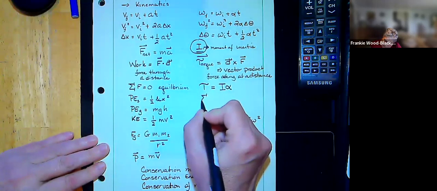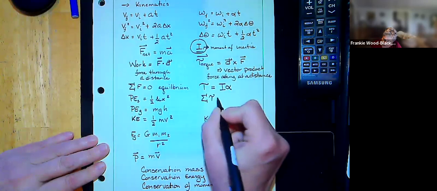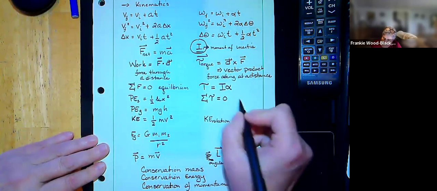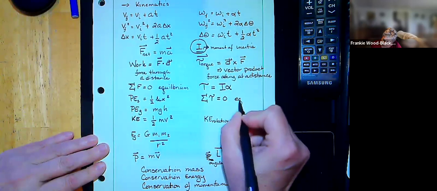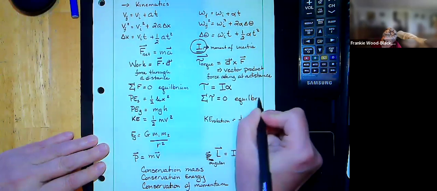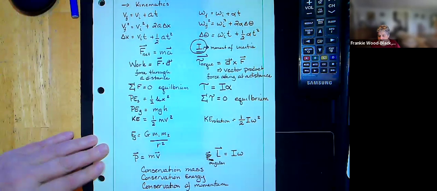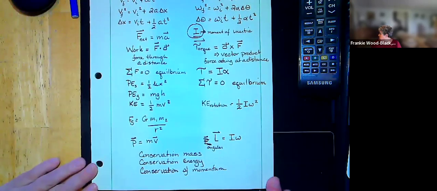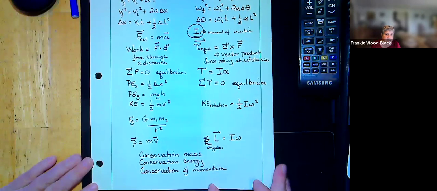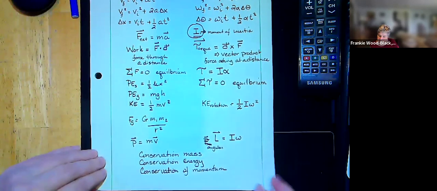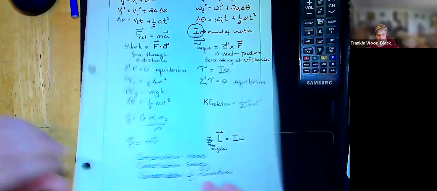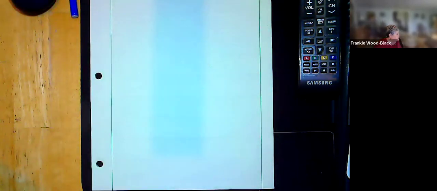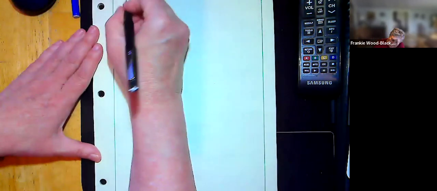And then I do have my one other condition. The summation of the torques are going to equal 0 for my second condition of equilibrium. So this gives you a really nice summary of the equations that we've been dealing with. Okay, so let's go ahead and look at these now. We're going to start out with torque.